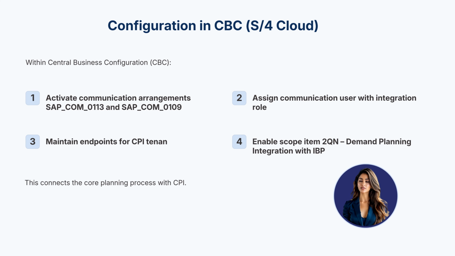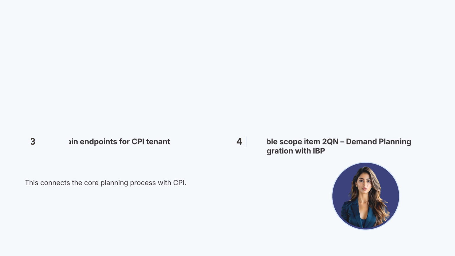Configuration in CBC S4 Cloud. Now let's configure it. In Central Business Configuration, CBC, activate both integration scenarios, SAP COM 1.3 and SAP COM 1.09. Assign the communication user and map the CPI endpoint. Then activate Scope Item 2QN, Demand Planning Integration with IBP. This connects your S4 Cloud tenant with your IBP environment securely and consistently.